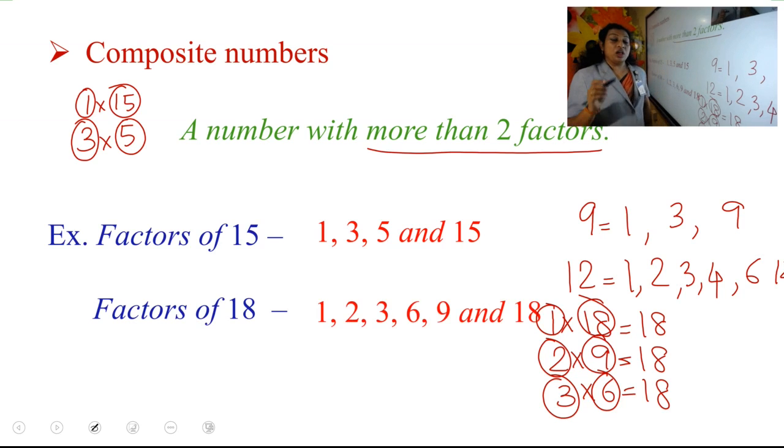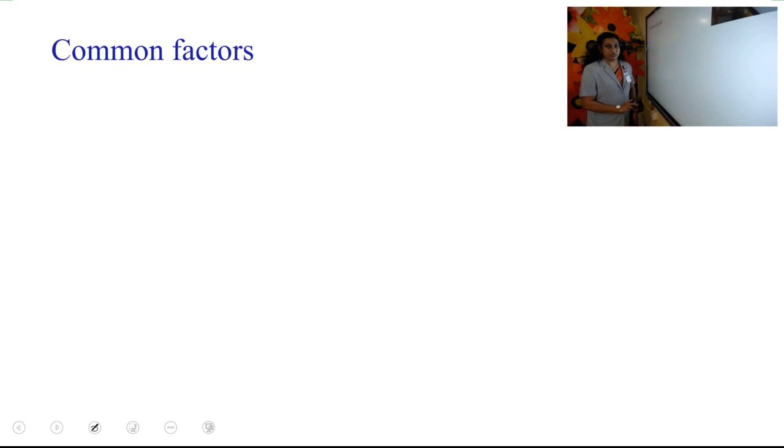So, now you understood how important our multiplication table is. Those who don't know the multiplication table will suffer here. Again, when we go on, we need the multiplication table. So, be careful. You should be thorough with the tables. Clear? The next is common factors.